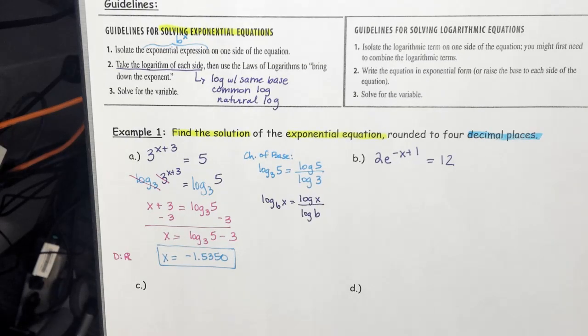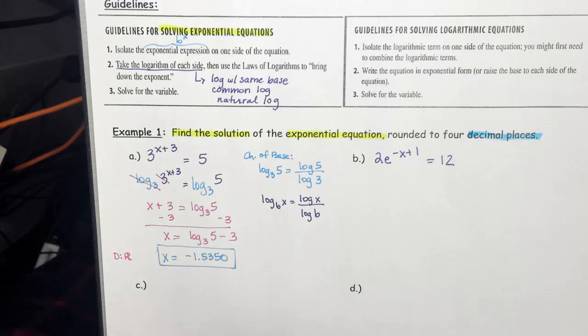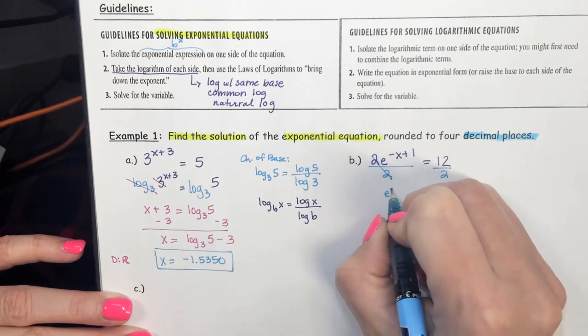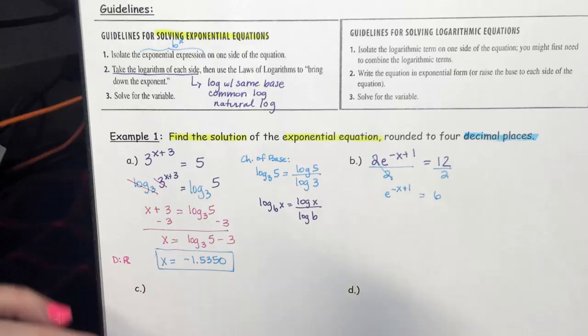And when you're solving for x here, remember that the first thing we talked about was isolating the exponential part. So in this case, your base is e. So what do I need to move over first from both sides? Yep, we're going to move over the 2. Okay, so we're going to do that using division. So if we can divide both sides by 2, we'll get e to the negative x plus 1 equals 6.